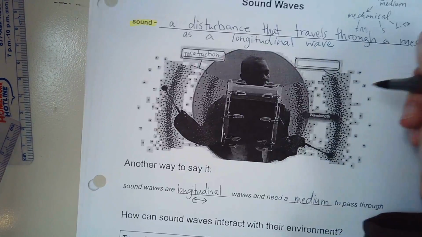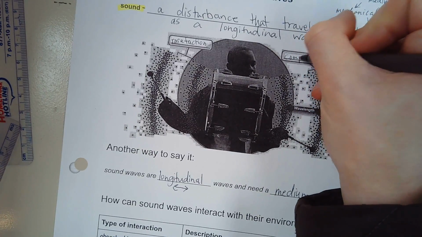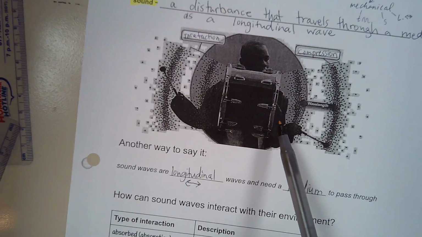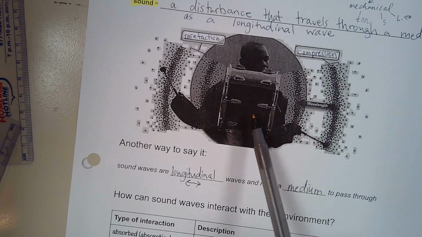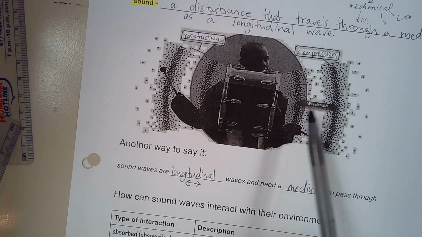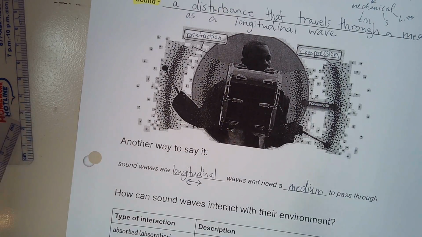So here is a rarefaction. Particles are spread out, and here is a compression. So when this person is hitting the drum, it vibrates and it pushes the air particles out, and those are going to push the ones next to them out, and it's going to send these sound waves out.